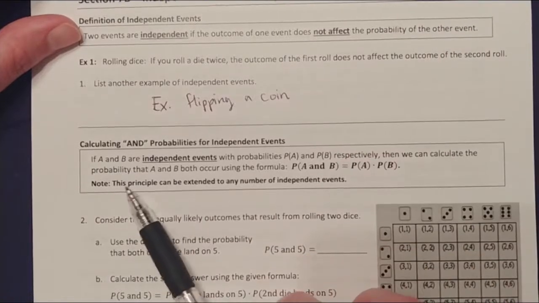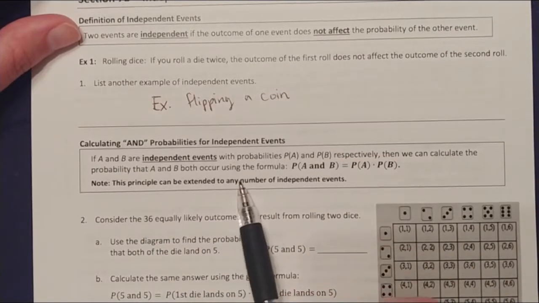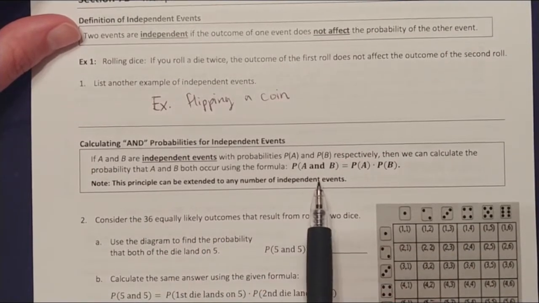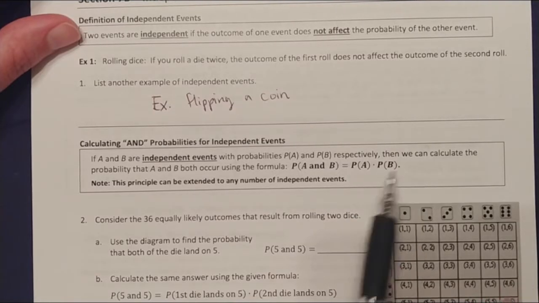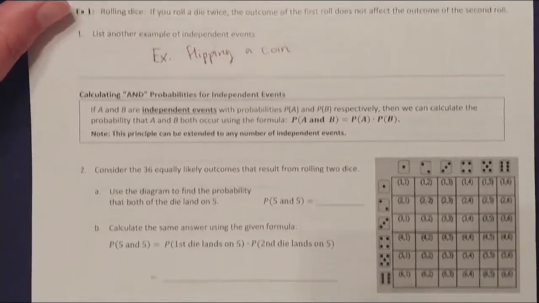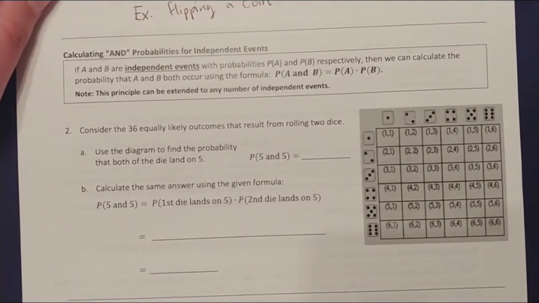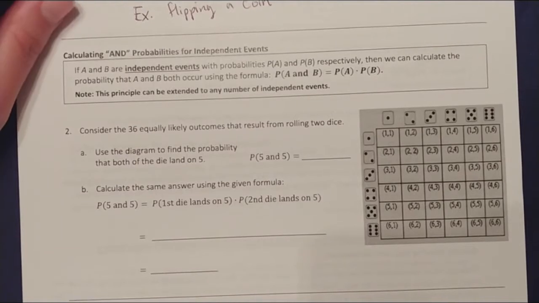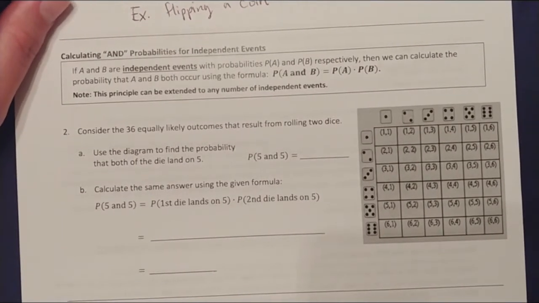Now, note that this principle can be extended to any number of independent events. If you have 3 things happening, 5 things happening, you would just have the 5 probabilities and you would multiply them all. Now it says, consider the 36 equally likely outcomes that result in rolling 2 dice.